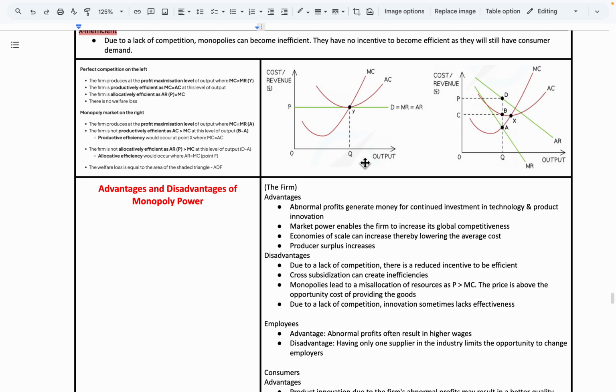And unlike the perfectly competitive firm, it has a welfare loss of ADF. So AD and an F is probably here. ADF, this triangle right here.